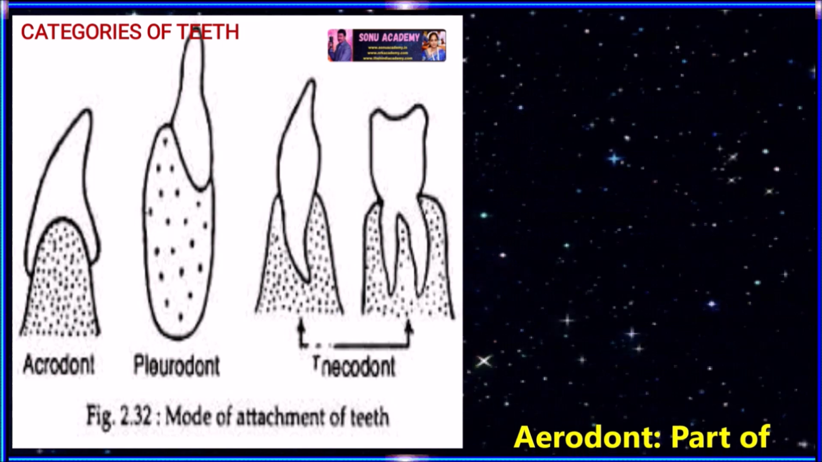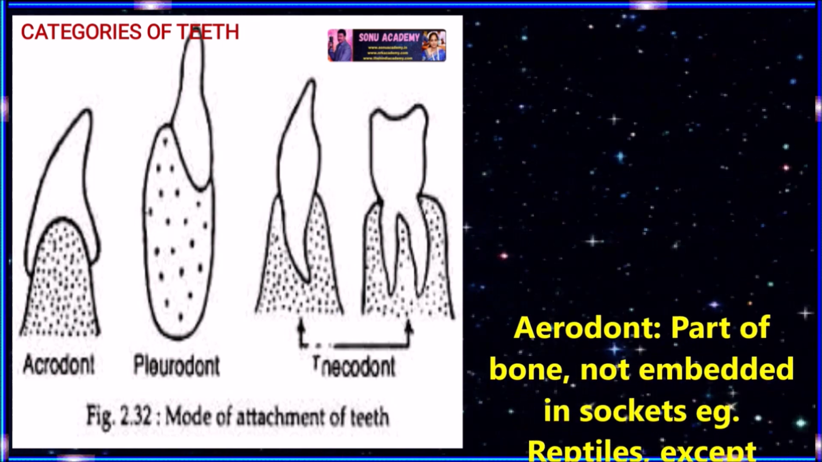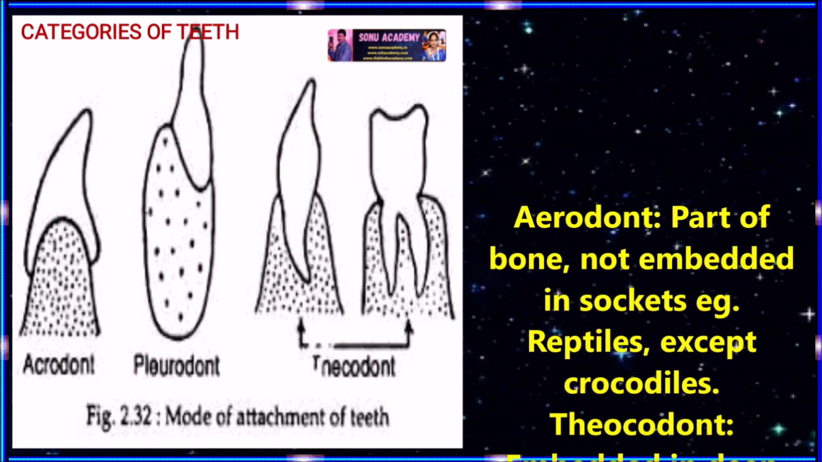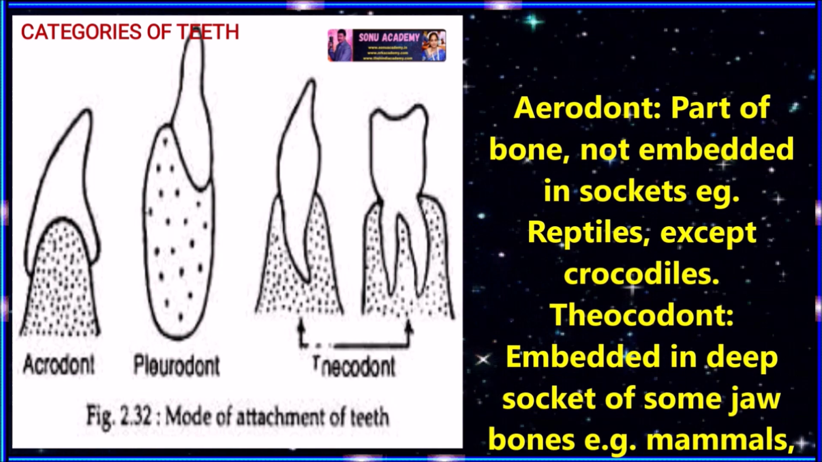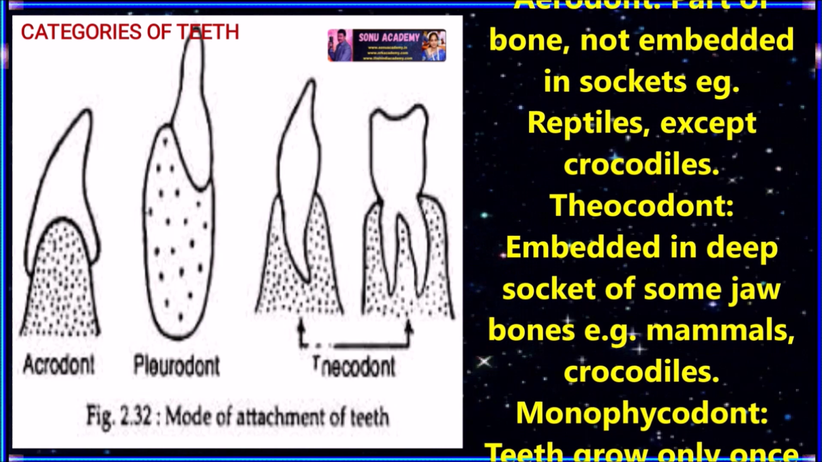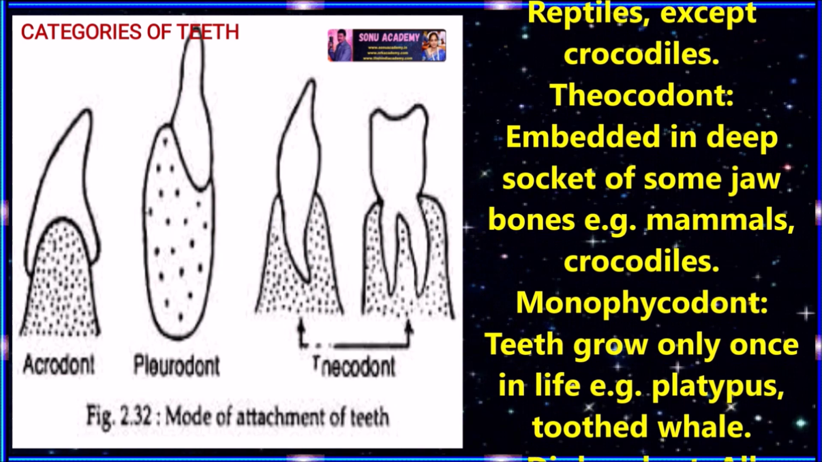Children, now let us discuss the categories of teeth. First one is Heterodont. Heterodont is a part of bone not embedded in sockets. We can see examples like reptiles except crocodiles. Next one is Thecodont. This type of teeth is embedded in deep sockets of the jaw bones. Examples like mammals, crocodiles.